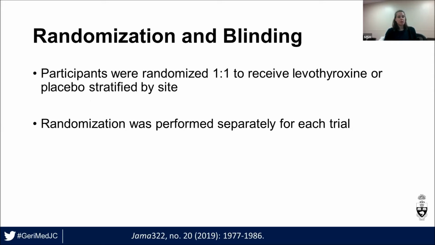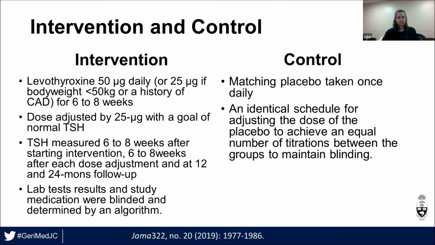The randomization and blinding. So people were randomized 1-to-1 to receive levothyroxine or placebo, and randomization was performed separately for each trial. The intervention group was levothyroxine 50 micrograms daily, or a lower dose if people weighed less than 50 kilograms. And doses were adjusted by 25 micrograms with a goal of reaching a normal TSH. TSH was measured 6 to 8 weeks after starting the intervention and 6 to 8 weeks after each dose adjustment, and at 12 and 24 months follow-up.